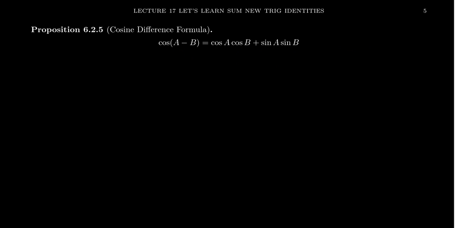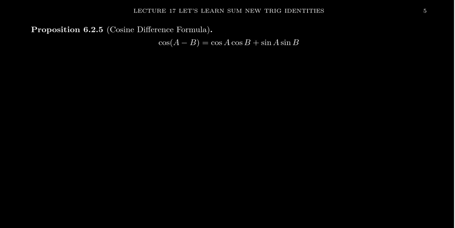All right, so let's get to the angle difference that I mentioned before. My claim is that the angle difference of cosine, so that is cosine of A minus B, is equal to cosine of A times cosine of B plus sine of A sine of B. So notice the difference here. You have a double cosine, a double sine, but now you have a plus instead of a minus.